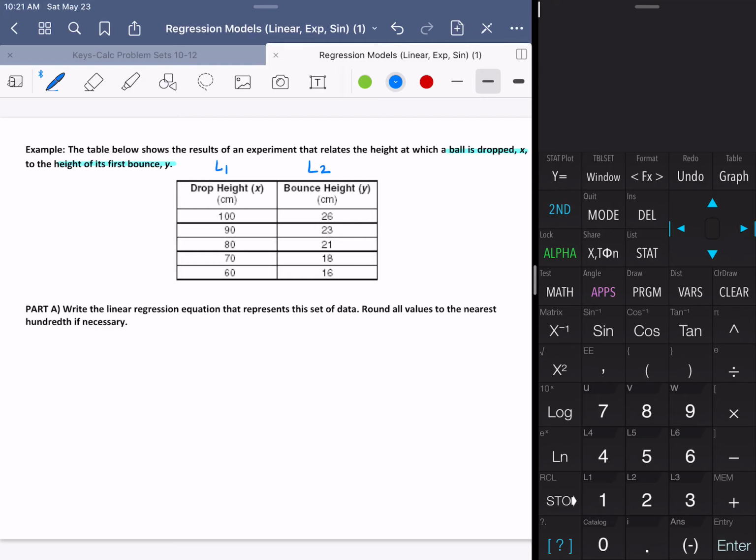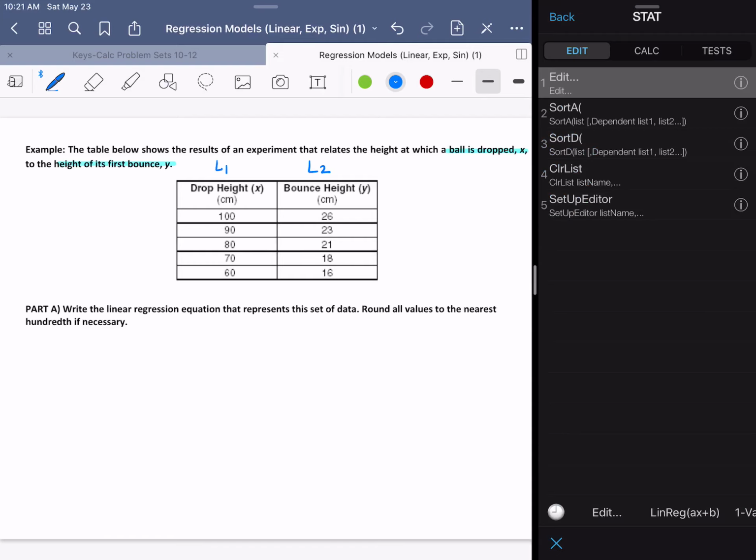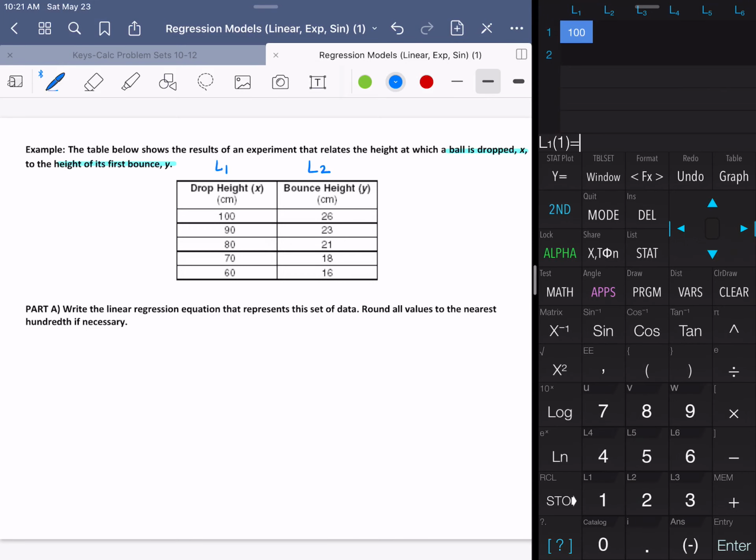Using the calculator over here, it's not going to highlight, so I'm going to hold it down. See the stat button? See how it turned black there? That's the stat button. You want to go to Edit, which is the first option, and put in your data values. It looks like I've put in the first one, so I'm going to keep going, and you do the same: 90, 80, 70, 60. And then in L2: 26, 23, 21, 18, and 16.